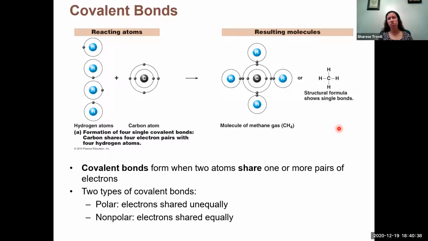And there's 2 ways that things can be shared. Those electrons can be shared equally, which is in a non-polar covalent bond. That's the example that we're showing here. Or electrons can be shared unequally. So one of these atoms is going to kind of hog those electrons for itself a little bit. And so that's going to cause an unequal sharing of those electrons, and we call those polar covalent bonds.